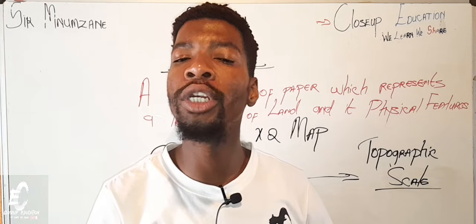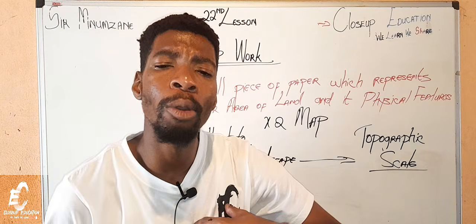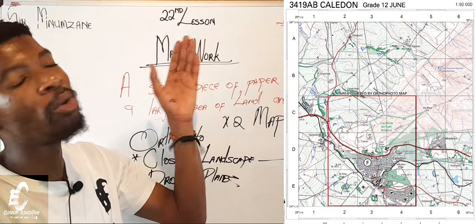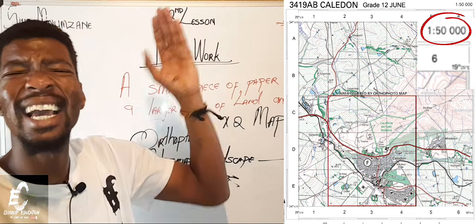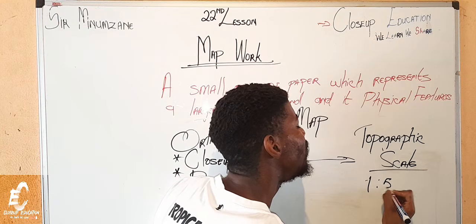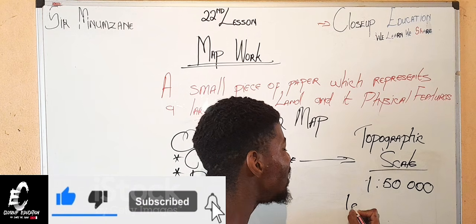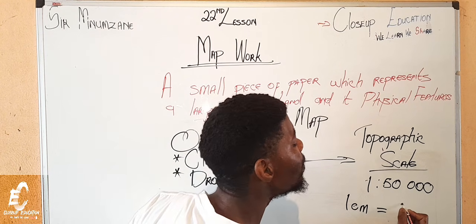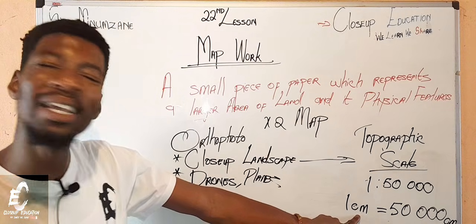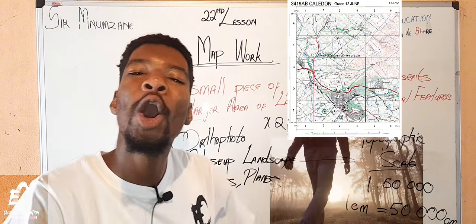Maybe learners for 2025 will have ones, but because you are very lucky to have Mnumzane, I can edit. This is a topographic map I'm speaking about, and when you are looking on top of there, we can see a scale. What does that scale say? That scale simply says 1:50,000. Yes, guys, it simply means 1 centimeter equals 50,000 centimeters. 1 centimeter on the map equals 50,000 centimeters on the ground.